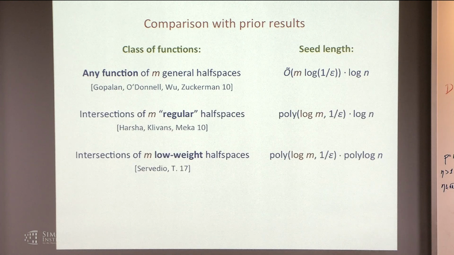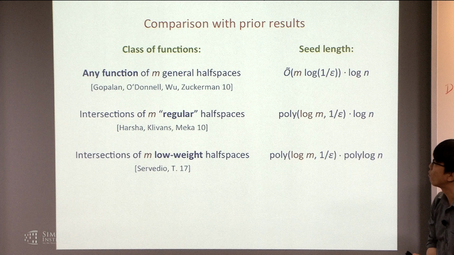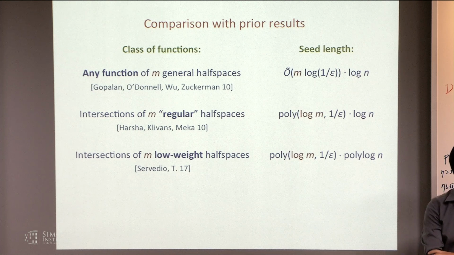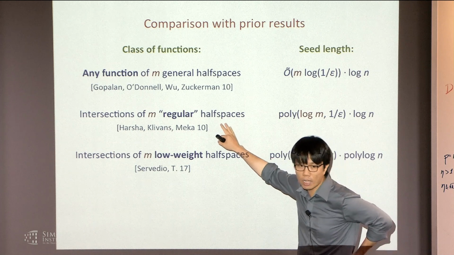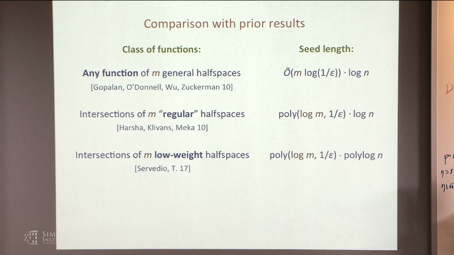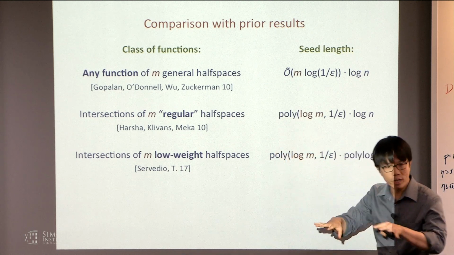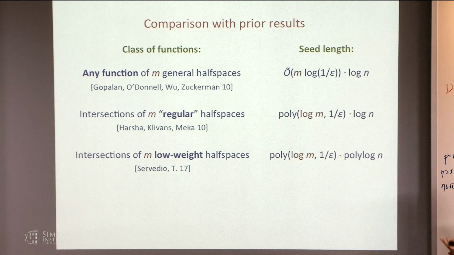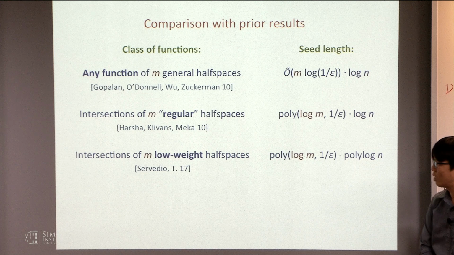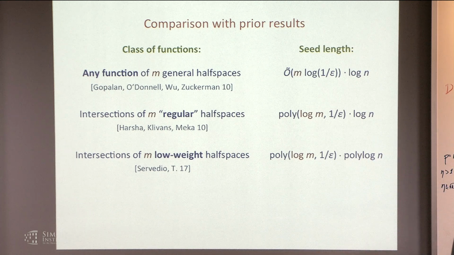So then came a pair of works focusing on the intersection of m half spaces, and indeed they got this exponential win in seed length but under certain technical conditions on half spaces. The first work was on intersections of m regular half spaces, the work of Harsha, Klivans, and Meka. This is going to be a very important paper for us, and this notion of regularity is going to be very important for us, so I'll define it carefully soon. For now, briefly, a regular half space is one for which the weights are very evenly spread out. So assuming that weights are very evenly spread out, they give such a seed length. And then for an incomparable class of half spaces, Rocco and I gave a similar kind of seed length. This notion is less important for us, so I'm not going to define it.